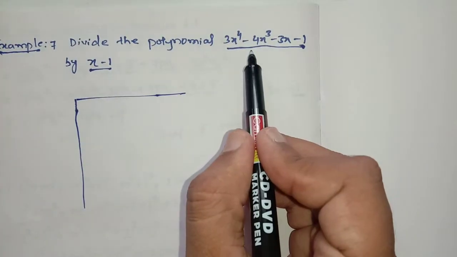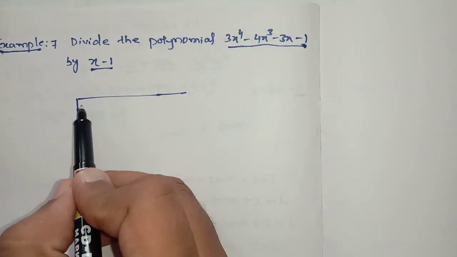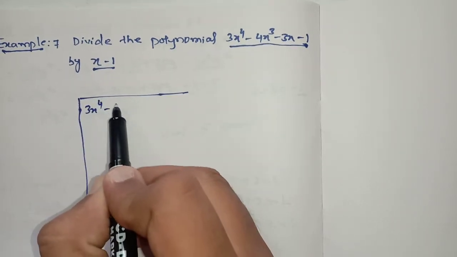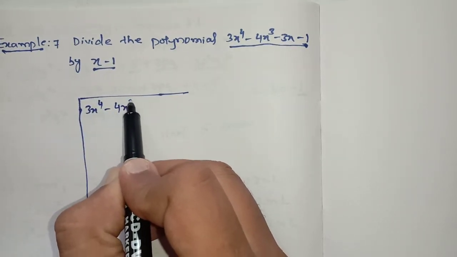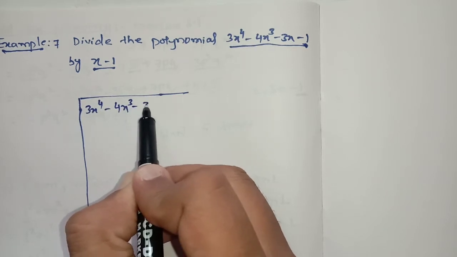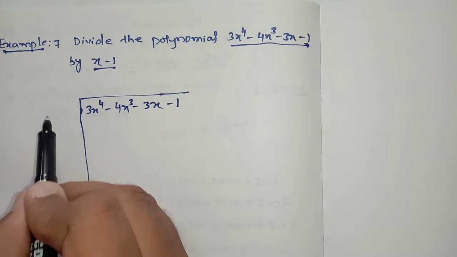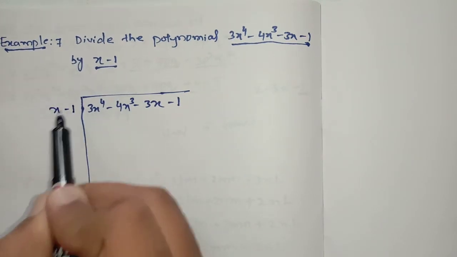This is the dividend. It has to be written inside: 3x to the power of 4 minus 4x cube minus 3x minus 1, and here this is the divisor. It has to be written outside.